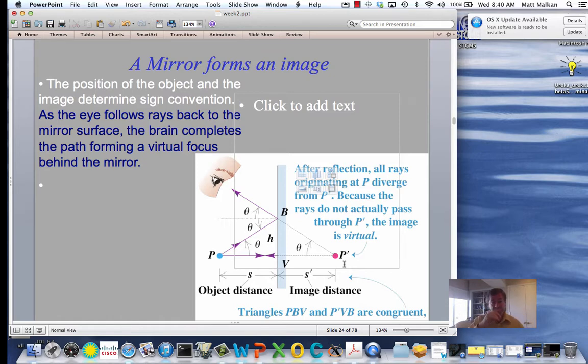And now you'll notice a great symmetry in the problem. This triangle here is the same as this triangle over here. Why is it the same?